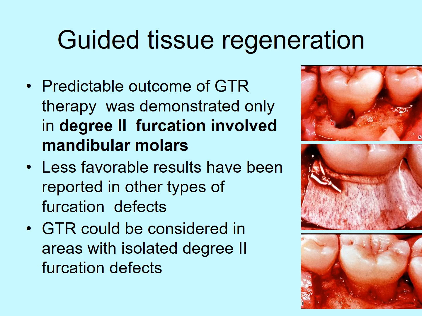This always facilitates the bone graft placement, and over that you can keep the membrane like this, and this is the end result. You can see this facilitates the bone formation. There are less favorable results in other types of furcation defects, and it could be considered in areas with isolated degree 2 furcation.